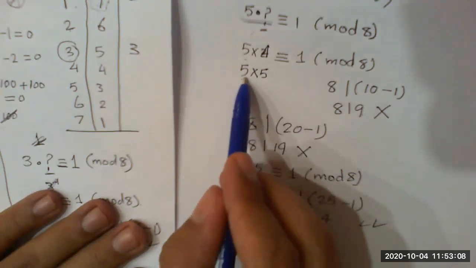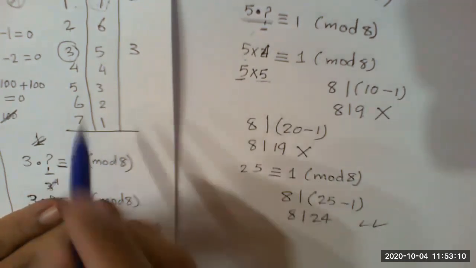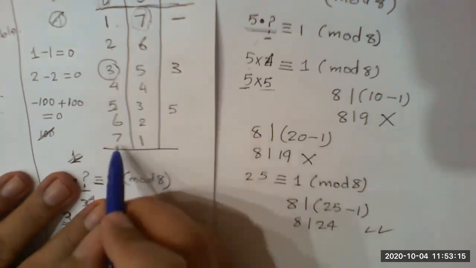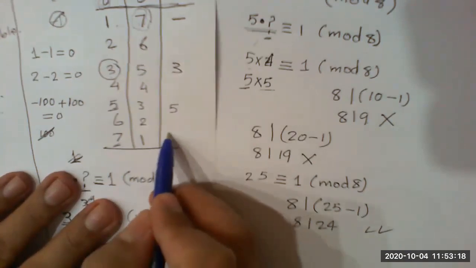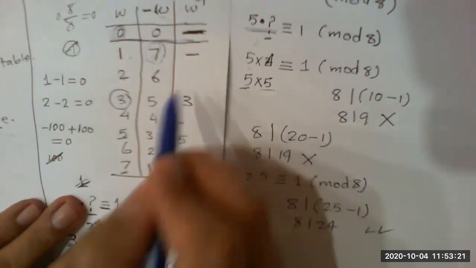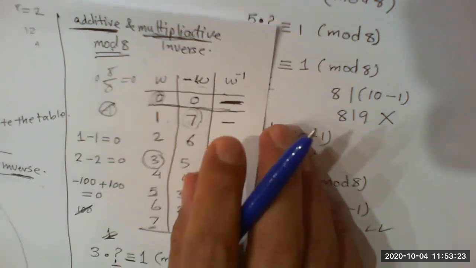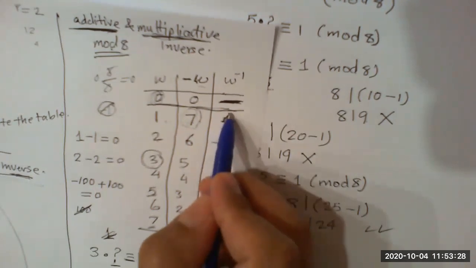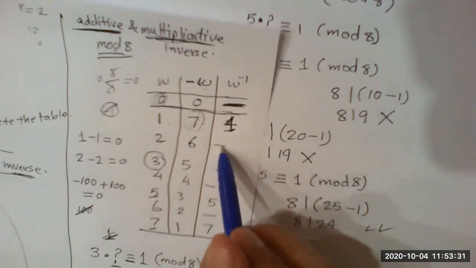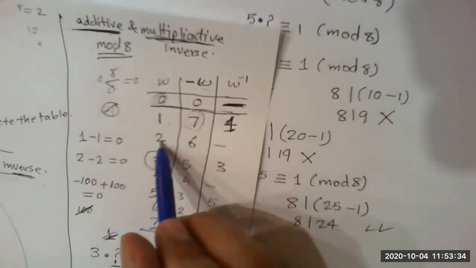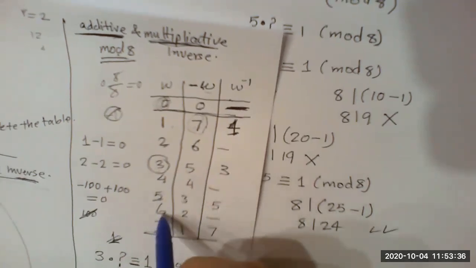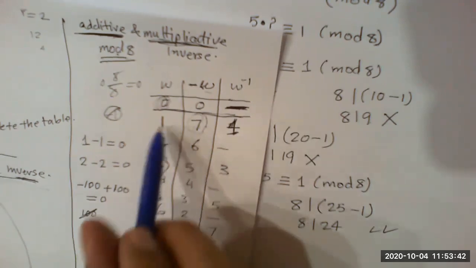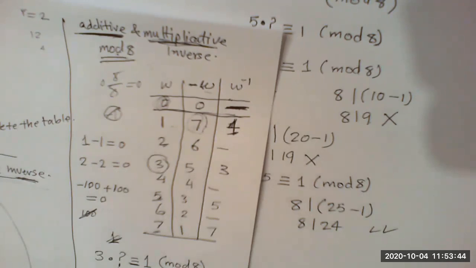So the multiplicative inverse of 5 is 5. I write here the multiplicative inverse of 5 is 5. And the multiplicative inverse of 7 is also 7. And the others, I don't have a multiplicative inverse for them. For 1, I think 1 is 1, simple. For 2, I don't have a multiplicative inverse. For 4, I don't have. For 6, I don't have. I only have for 7, for 5, for 3, and for 1.